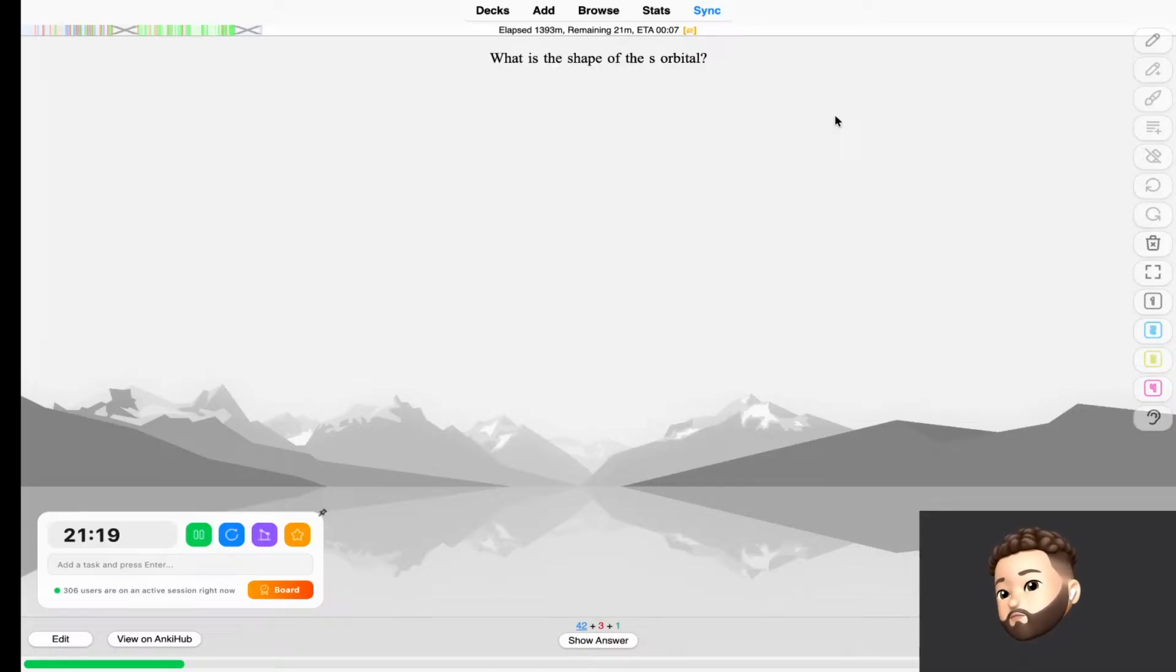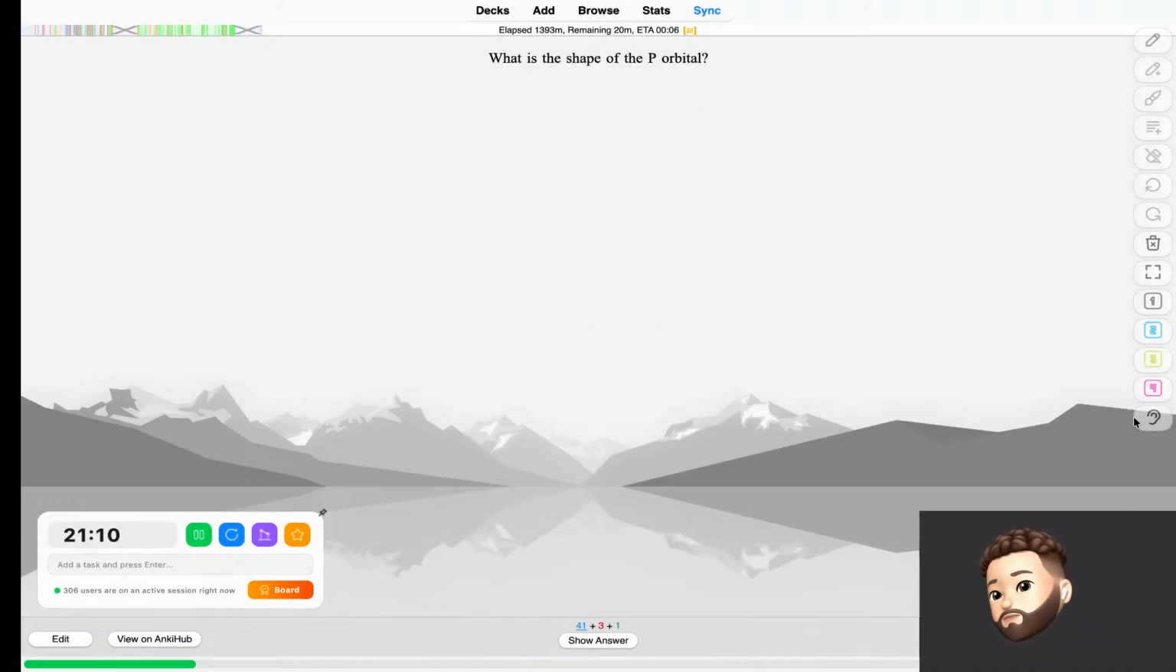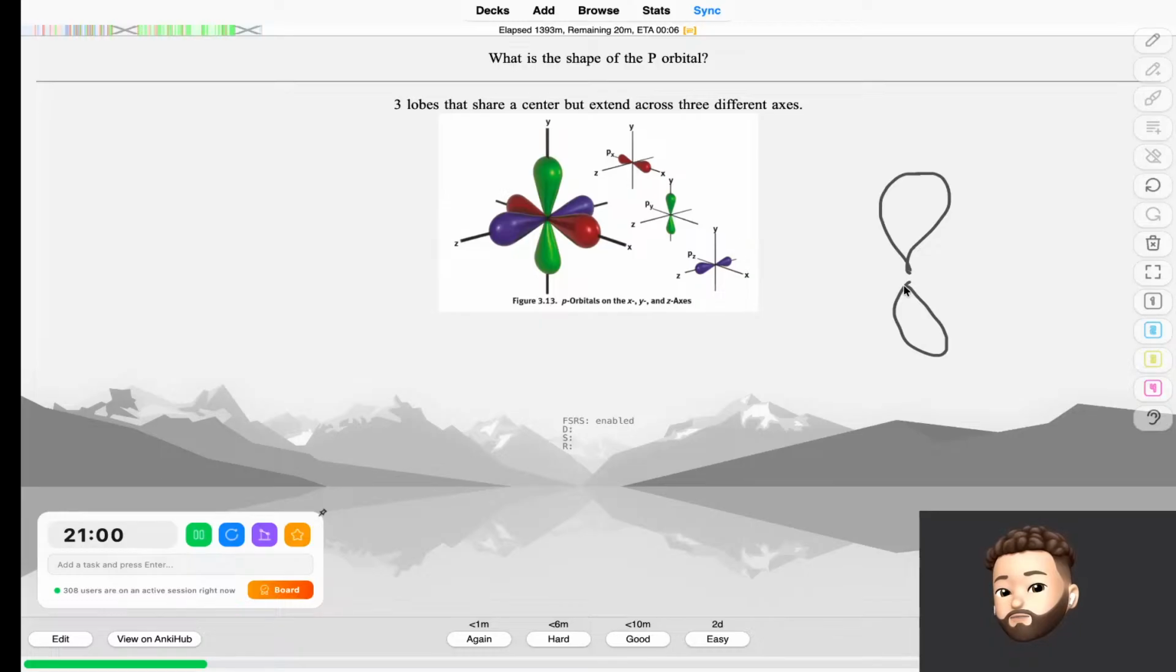What is the shape of the s orbital? It's a sphere. We're gonna suspend. Shape of the p orbital. It's like two water droplets, something like that. I drew the top one intentionally, and then the bottom one is just a blob. Three lobes.